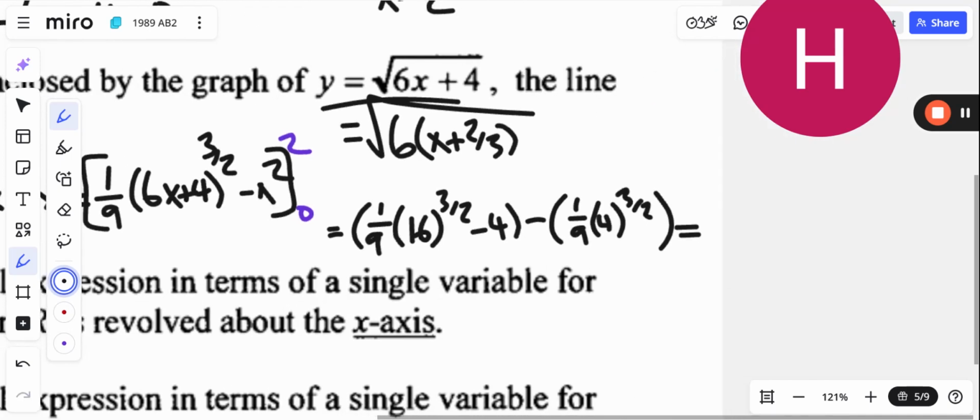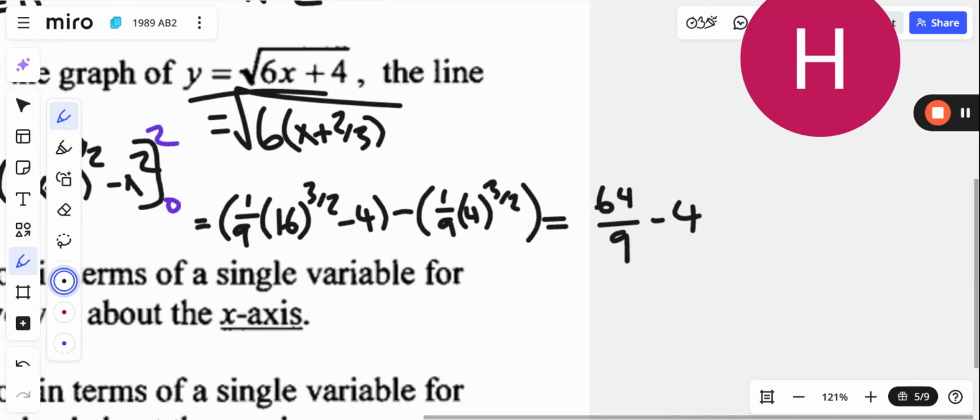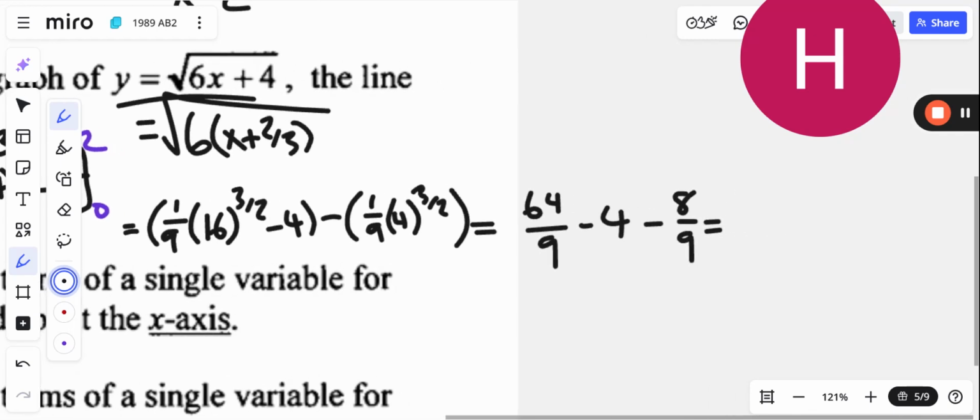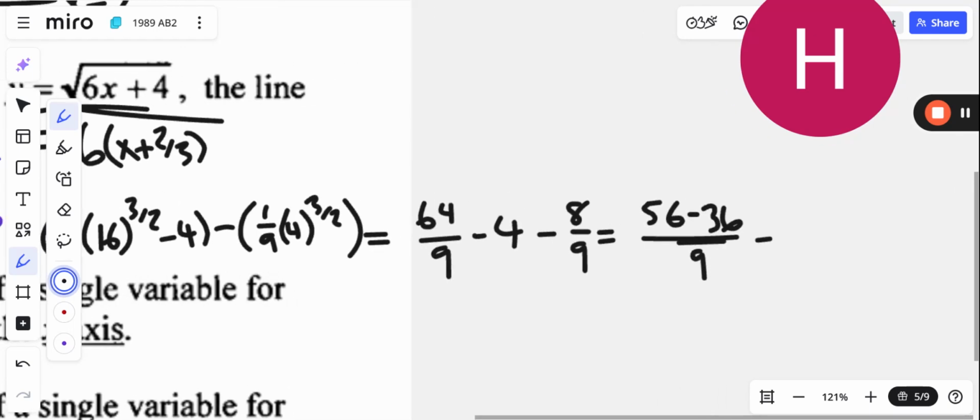Okay, well, 16 to the 1/2 is 4. So to the 3/2 is 64, so we'll have 64 over 9 minus 4. And then here we just have 4 to the 1/2, which is 2. 2 cubed is 8. So we're going to have 8 over 9. And that's going to give us a grand total of 56 over 9 minus 4 over 9, which I might as well call 36 over 9.